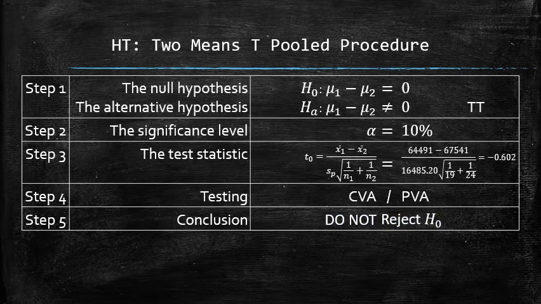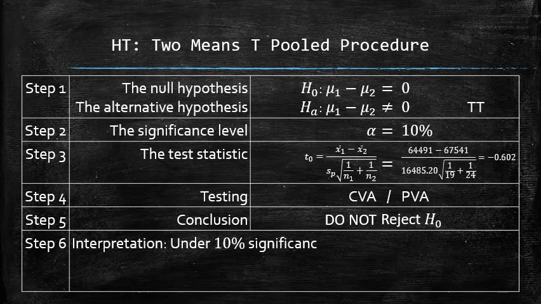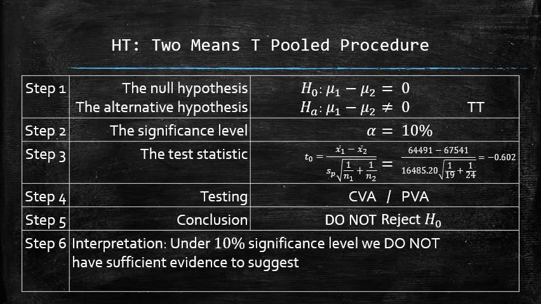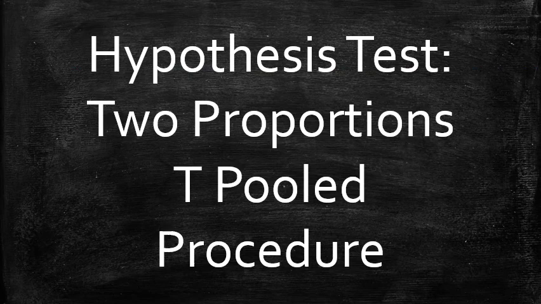Next, we are going to interpret the results. Interpretation. Under 10% significance level, we do not have sufficient evidence to suggest that women's salaries are different from men's salaries. I just showed you how to apply the two means t pooled procedure to test a statistical claim about two population means when the population standard deviations are unknown but assumed equal.